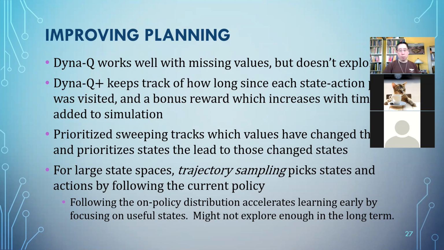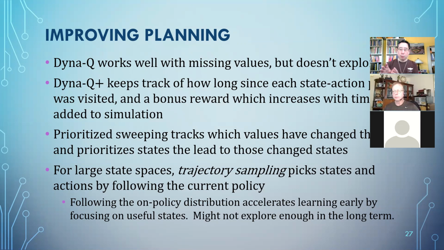I think they're somewhat exclusive. The idea of priority sweeping is that instead of randomly picking things, we have a priority queue and we keep track of which states have had the biggest value changes. And then we put at the front of the priority queue the states that lead to those, okay? The idea for trajectory sampling is that you don't just pick states one at a time.